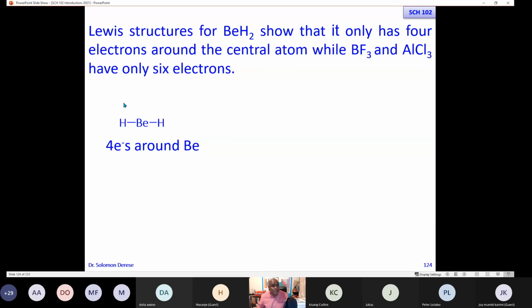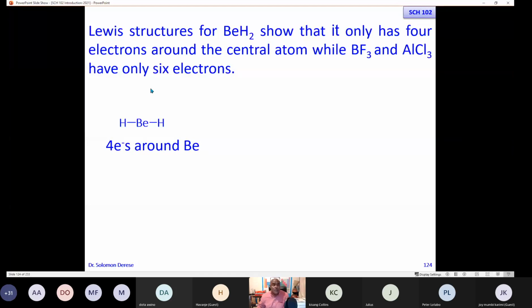So the maximum number of electrons that can be around the beryllium is therefore 4 electrons. So this is a valid Lewis structure for BeH2. It has an incomplete octet of electrons. So group 2 elements, when they form a covalent bond, if you look at the central atom, it can only have 4 electrons around it.